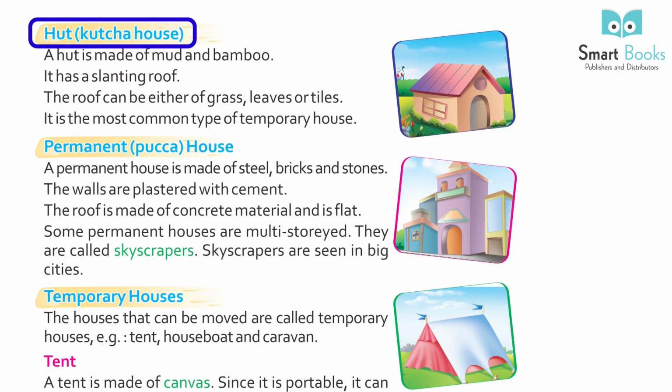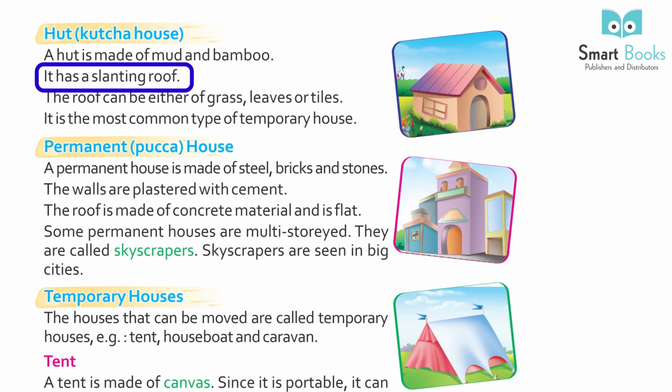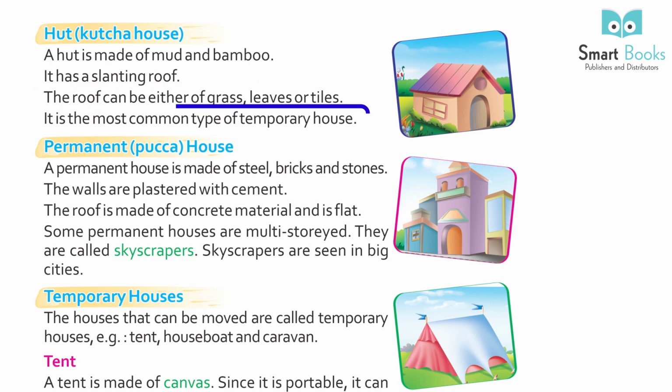Hut, kacha house. A hut is made of mud and bamboo. It has a slanting roof. The roof can be either of grass, leaves or tiles. It is the most common type of temporary house.